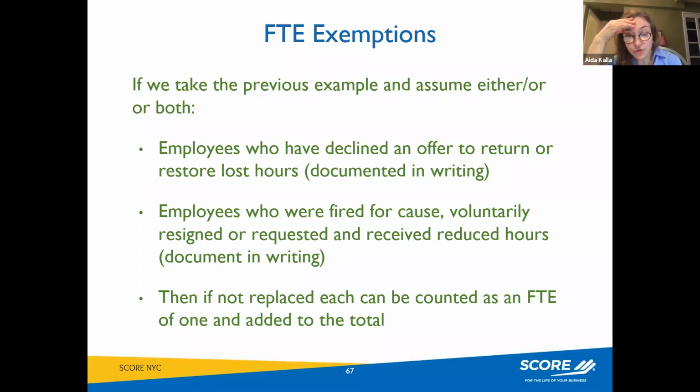Employees who were fired for cause or voluntarily resigned or requested, and so on, also you have to have it in writing. If not replaced, remember, if you replace these employees, then it's not a problem. You replace them and their headcount will be counted. But if you did not replace them and these were the conditions, then the FTE exemption comes in if you have it. So let's see what that means.